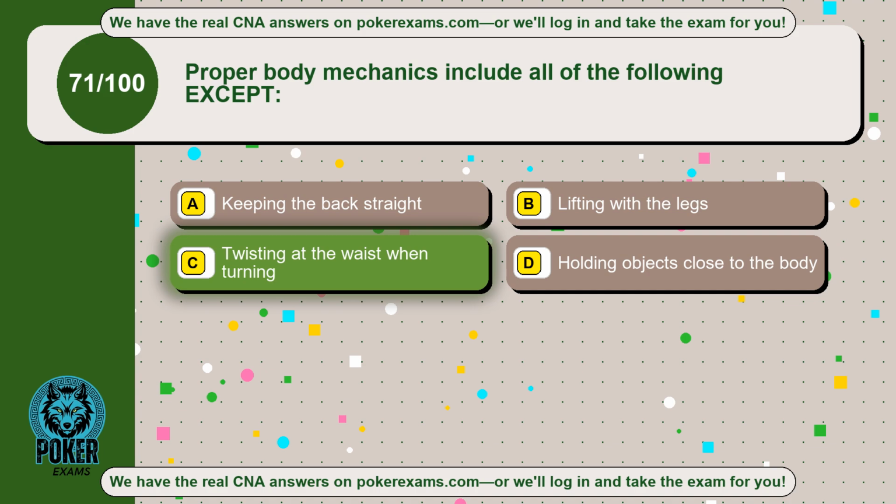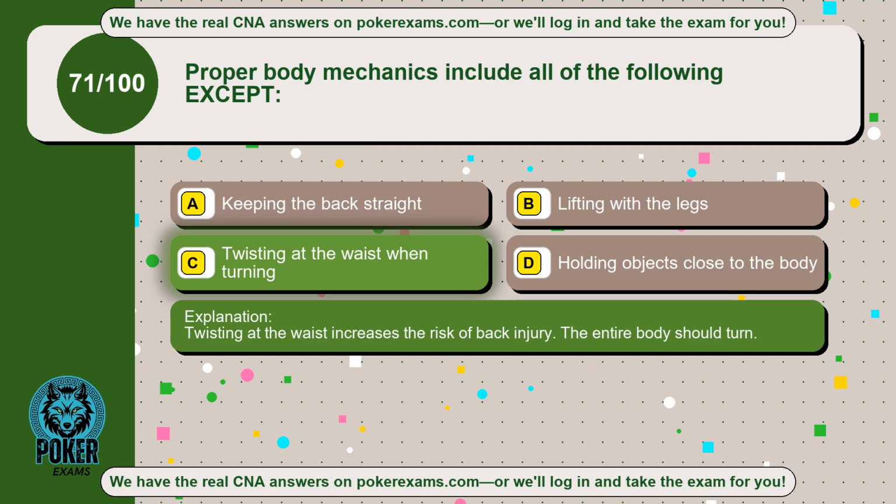The correct answer is option C, twisting at the waist when turning. Twisting at the waist increases the risk of back injury. The entire body should turn.